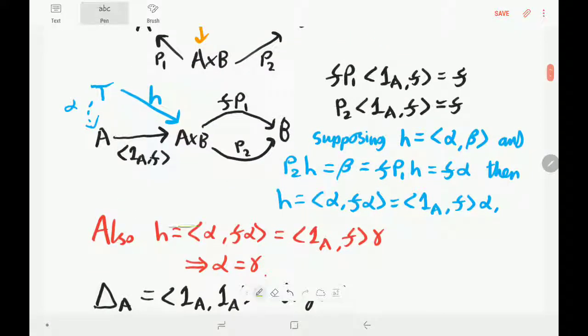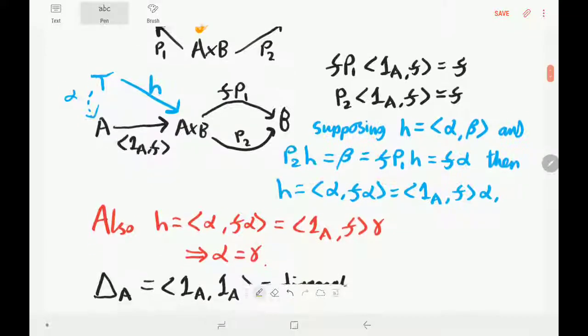So let's suppose now that h, which we know is alpha comma f of alpha, is equal to 1a comma f after gamma. So we're going to assume that this intermediary arrow is called gamma now. And then since these two things are equal, we need them to be equal on components, so we need gamma equals alpha. So yes, this intermediary arrow is unique and this thing is an equalizer.